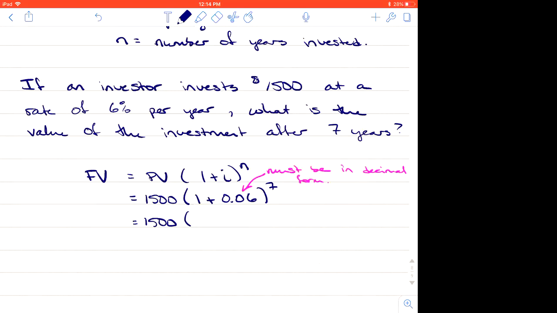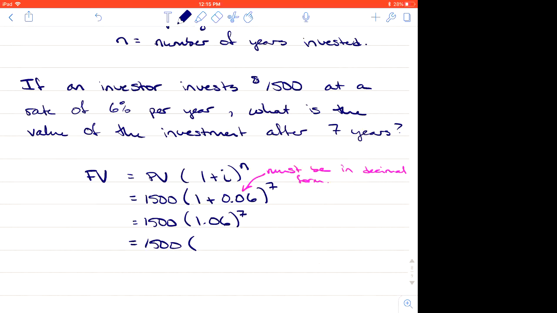So in the brackets, we have 1.06 to the power of 7. Only the 1.06 is to the power of 7. So now we've dealt with our brackets. Next thing, exponents. We're going to have 1500 times 1.06 to the power of 7.